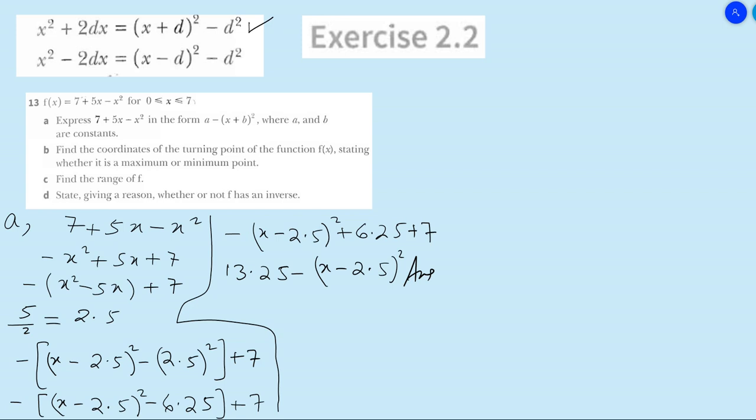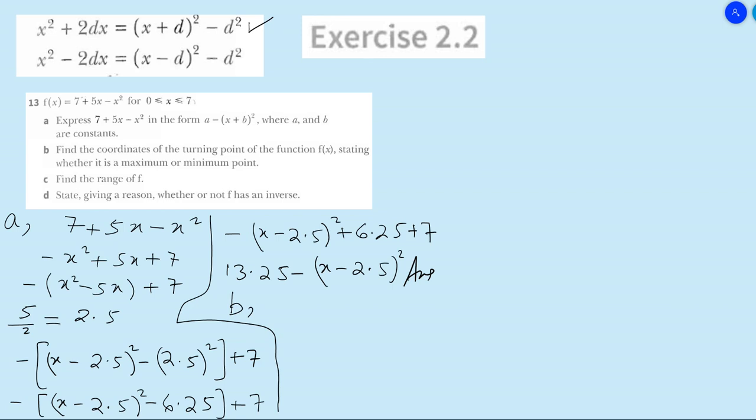minus into (x minus 2.5) whole square minus 2.5 square, bracket close, this plus 7 remains plus 7. 2.5 square is 6.25. Then multiply this minus sign by the whole bracket, it will be minus into (x minus 2.5) whole square, then minus minus plus 6.25, and this plus 7 remains plus 7. And 7 plus 6.25 is 13.25, minus (x minus 2.5) whole square. This is our answer of part A. Hope you understand. Now come to part B.